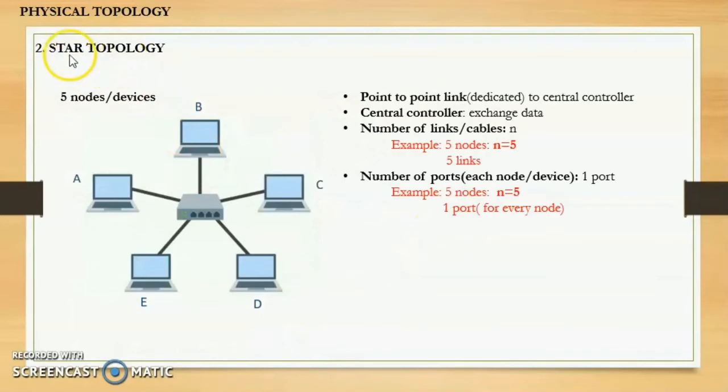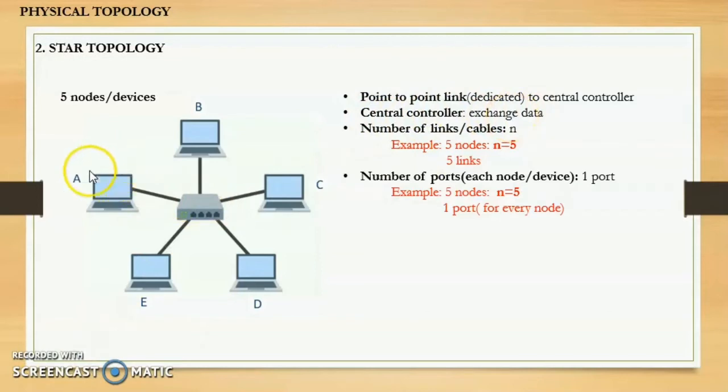Next, let us learn star topology. Now in star topology, there is a point-to-point link to the central controller. Say for example, in this diagram we have 5 devices, that is A, B, C, D and E. All these 5 devices have a point-to-point link to the central controller. This central controller is mostly a hub, and a hub is a multi-port device used for connecting the devices. This central controller is used to exchange the data.